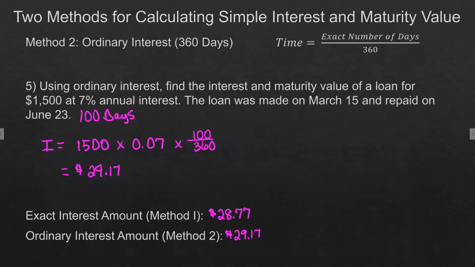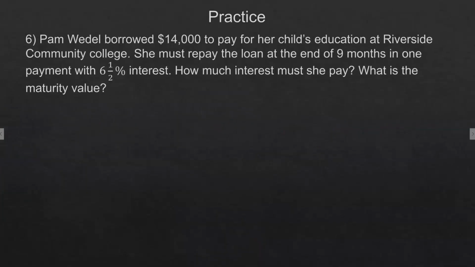Now we also need the maturity value. I'm just going to do MV. The maturity value for this loan would be 1,500 plus our interest amount of 29.17. So that would be 1,529.17. All right, let's see what the next question is. I think we can do this one before time's up. I always try to limit these to 15 minutes.